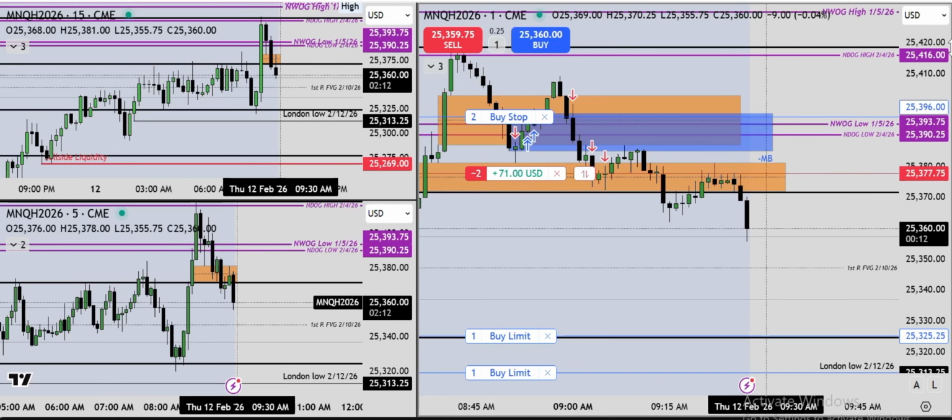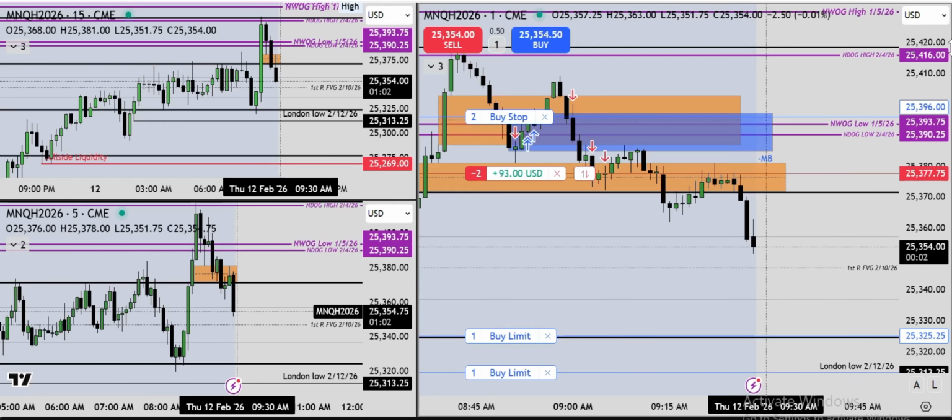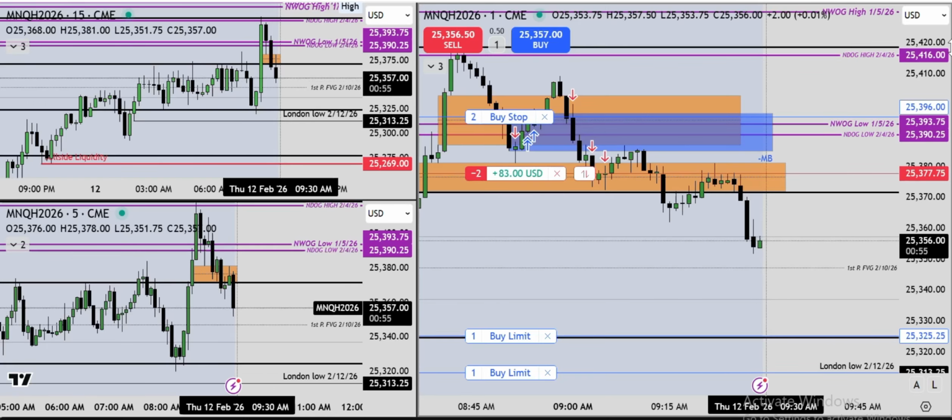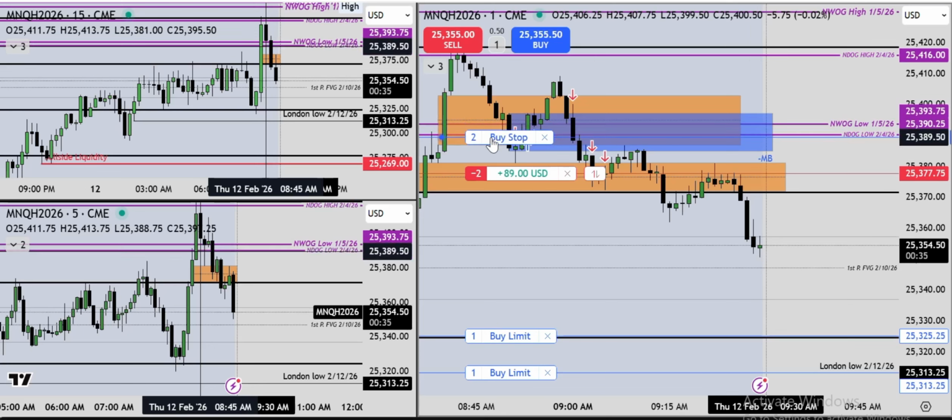Strong displacement, taking out that low. And on the 5-minute, I want to see it continue to dig into that BISI. We're about 3 minutes from market open. We also have an old first presented fair value gap that I want to see price eat into as well and use as resistance. But I'm mostly focused on that 5-minute BISI.